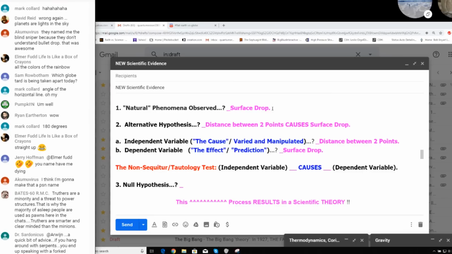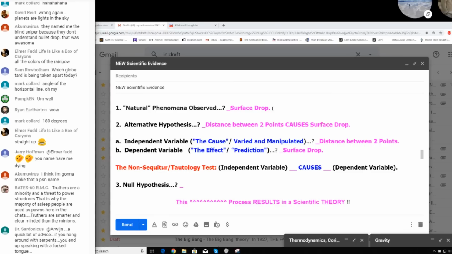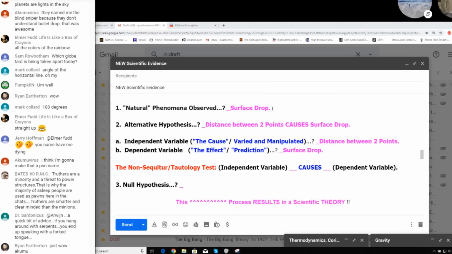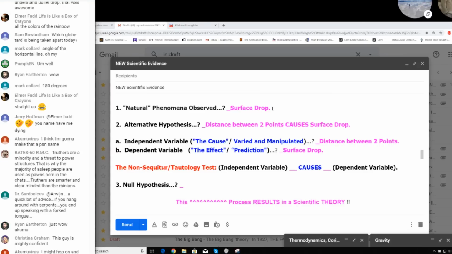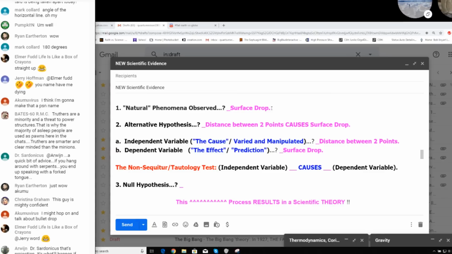Surface drop with distance. The first step in the scientific method is observe. I'm not done yet. A phenomenon, not a concrete noun. I told you what the phenomena was. At a distance, the surface will drop. That's the phenomenon. The distance is the observation. If that's your phenomena, then you've given us both cause and effect in the phenomena, which it isn't.